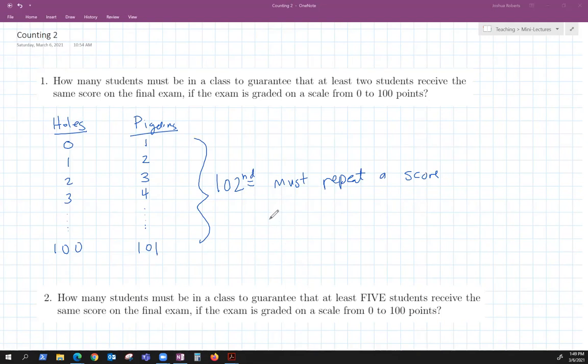So the answer to this one is you have to have 102 people in a class to guarantee at least 2 of them receive the same score, where grades can be 0 to 100. So 102 is the answer. Now we can expand this a little bit and it gets more interesting.